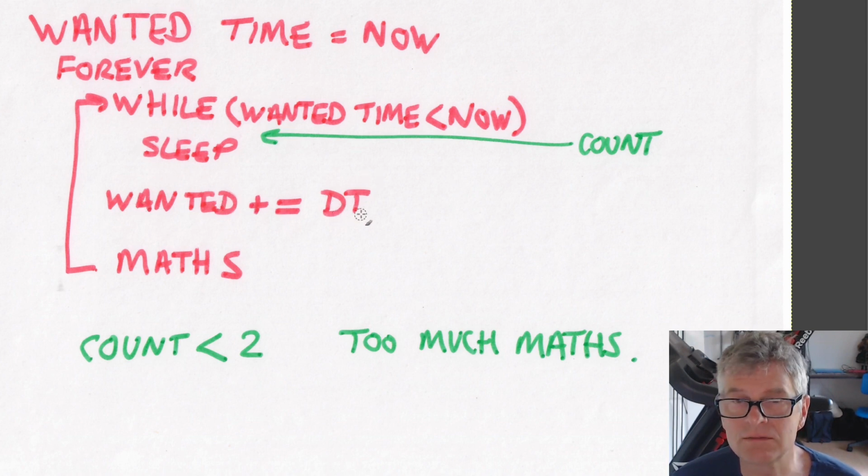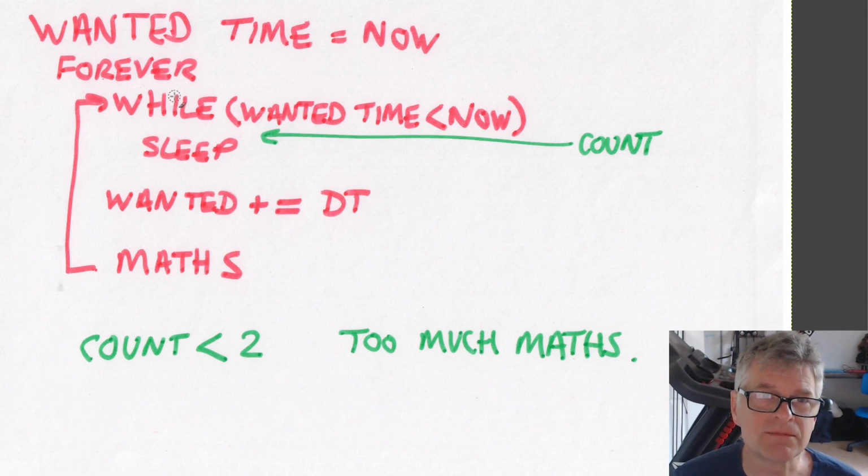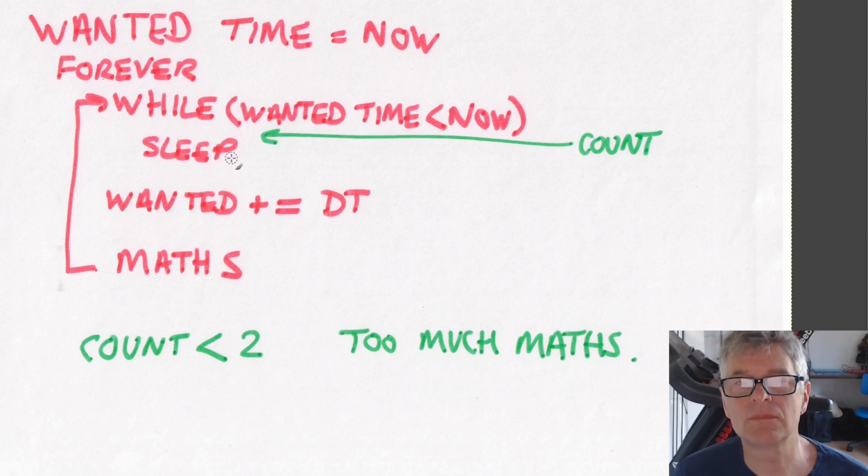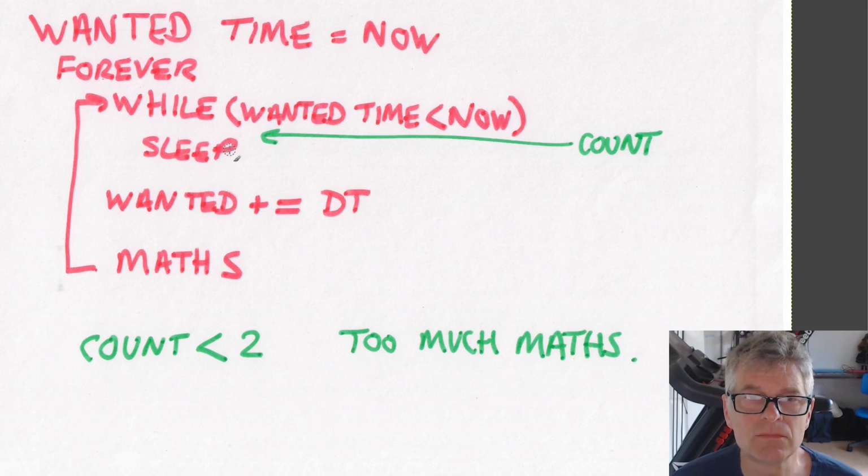dt is our 1 over the sample time. Then I do my mathematics, and then I come around again. And while the wanted time is less than now, so if I've done only a very little bit of maths, I've still got time to sleep. Then I drop out and then I do some more maths.